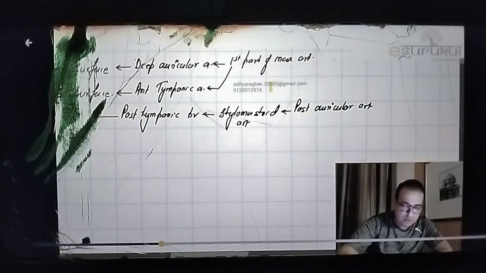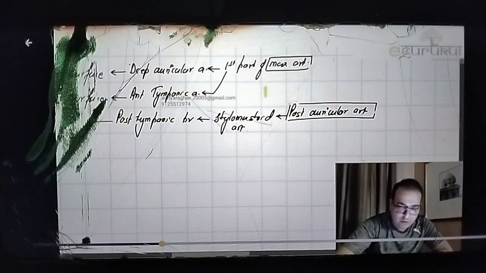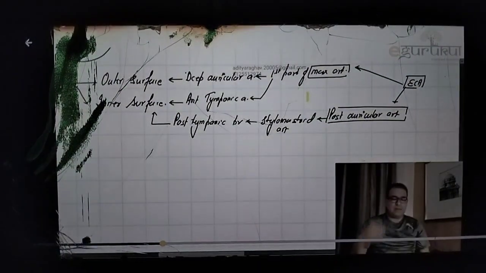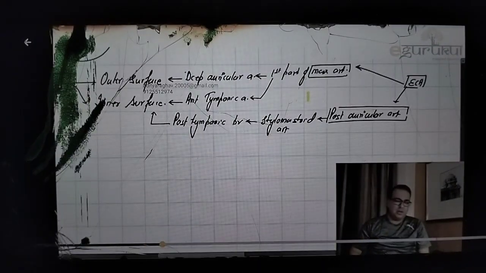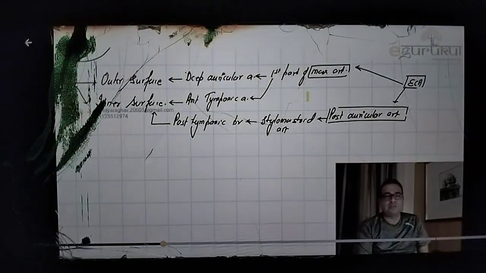Posterior auricular artery. And just to remind you guys, we already know that maxillary artery and posterior auricular artery, they both are the branches of what? External carotid. They are both direct branches of external carotid artery. Just to give you the entire continuation here, the outer surface is supplied by the deep auricular artery, branch of maxillary, which is a branch of external carotid. Inner surface is again by the maxillary and also by a branch of the posterior auricular, which in turn is a branch of external carotid.